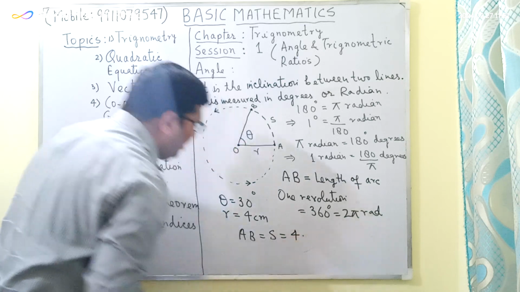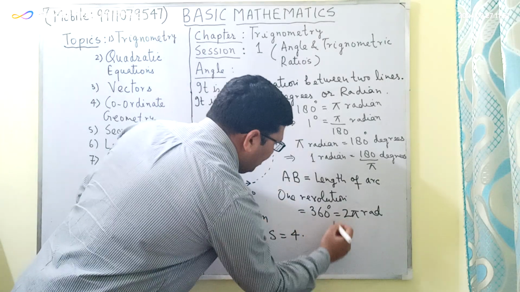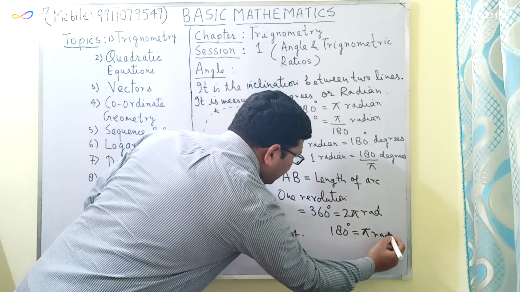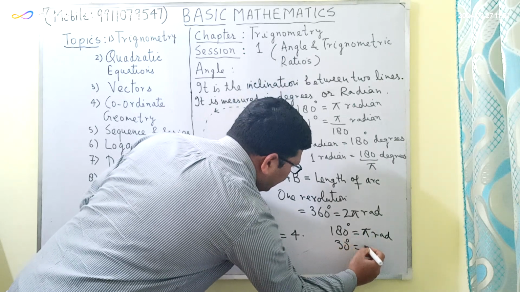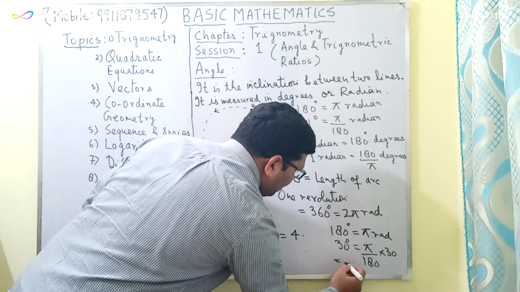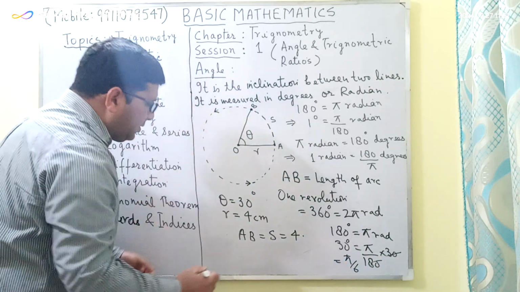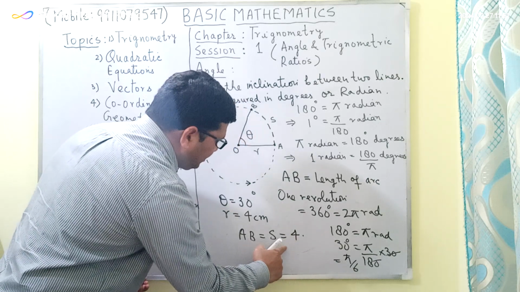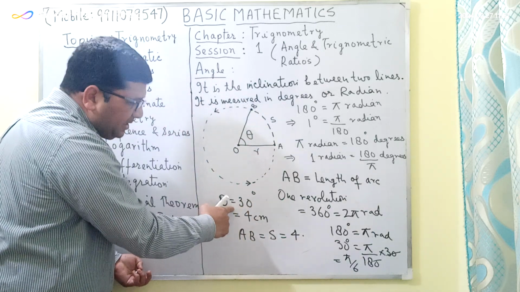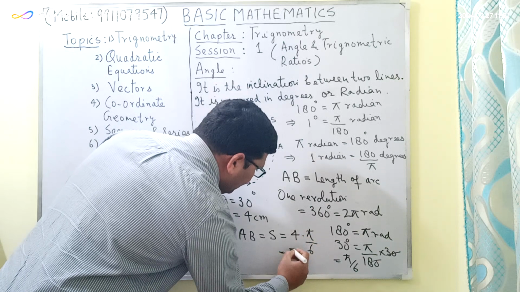R is 4 centimeters. Now here 30 degrees has to be converted into radians. So we know that 180 degrees is equal to pi radians. So 30 degrees will be equal to pi divided by 180 into 30. So this is equal to pi by 6. Now S is equal to R into theta. R is 4 and this theta is 30 degrees, which I have converted into radians, so this is pi by 6. So this is equal to 2 by 3 pi.